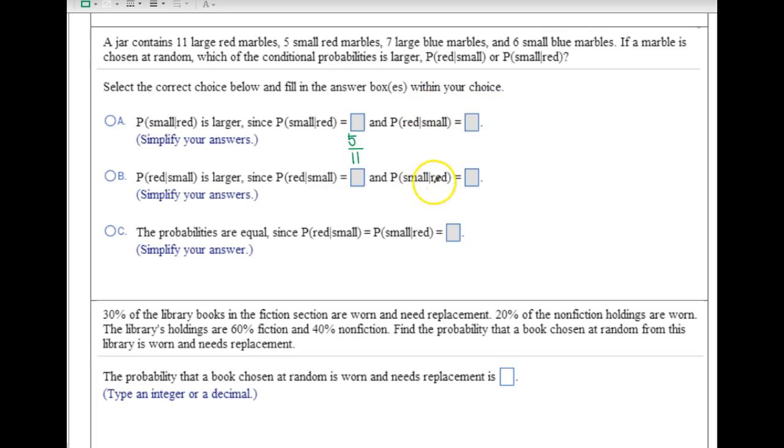Now, the probability of me drawing a small marble, given that it's red, well, there are 11 plus 5 marbles, so 16 marbles, and 5 of those marbles are small. So it looks like there is a higher chance of me drawing a red marble given that it's small, because 5 over 11 is bigger than 5 over 16.